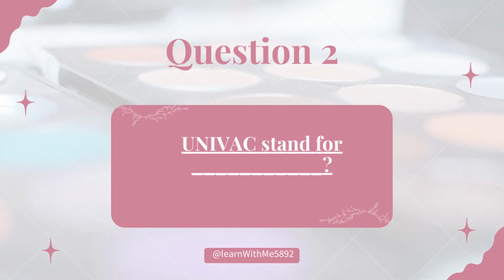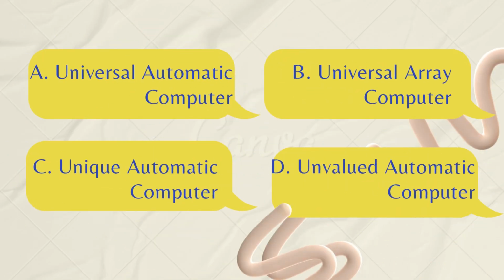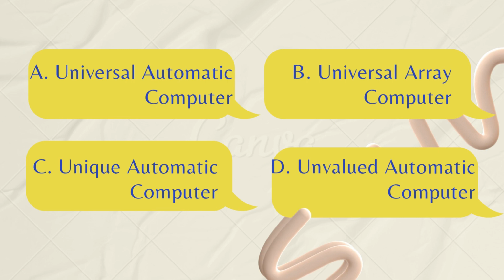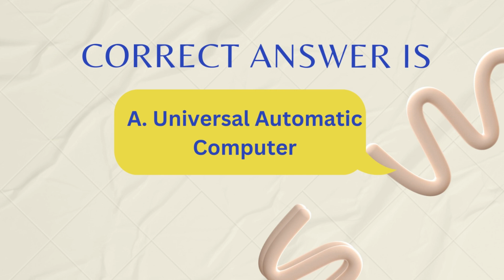Question number 2. UNIVAC stands for dash. Option A, universal automatic computer. B, universal array computer. C, unique automatic computer. D, unvalued automatic computer. The correct answer is A, universal automatic computer.